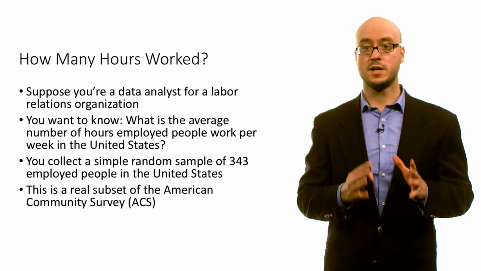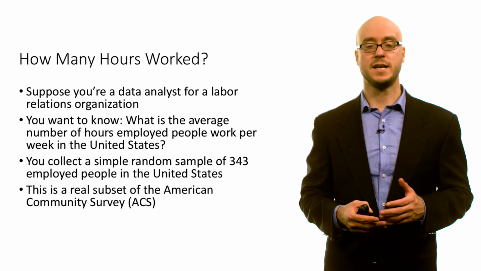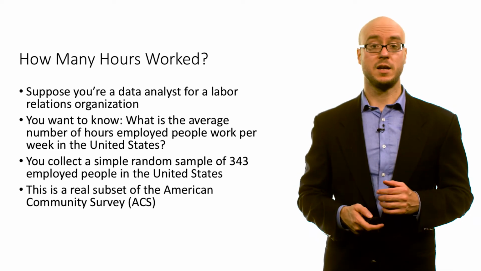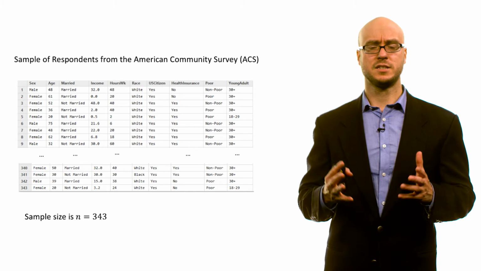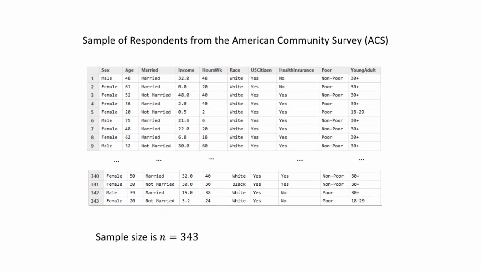Now this is a real subset of the American Community Survey, sometimes called ACS, which is conducted by the US government, and it's a random sample of the American population. They ask lots of great questions. So this is what our data set looks like. This is just a sample of respondents. You can see that the output is truncated, but we have 343 rows or 343 people.